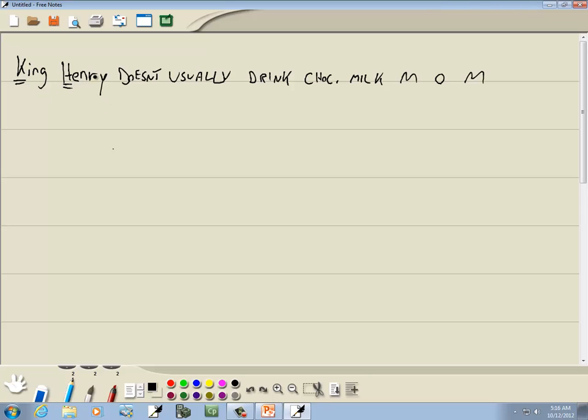The first letters of each are K, H, D, U, D, C, M, and the important one is the U. These others don't mean anything for us. The U stands for unit, and there are three main units we'll see here. One of them is the meter, and that's M. Then grams, that's G. And then liters, that's L.